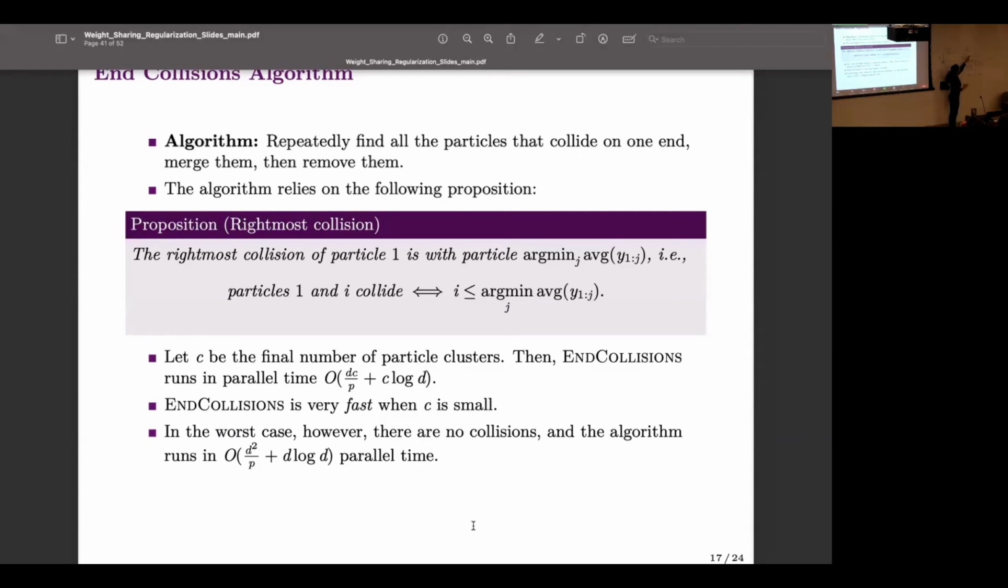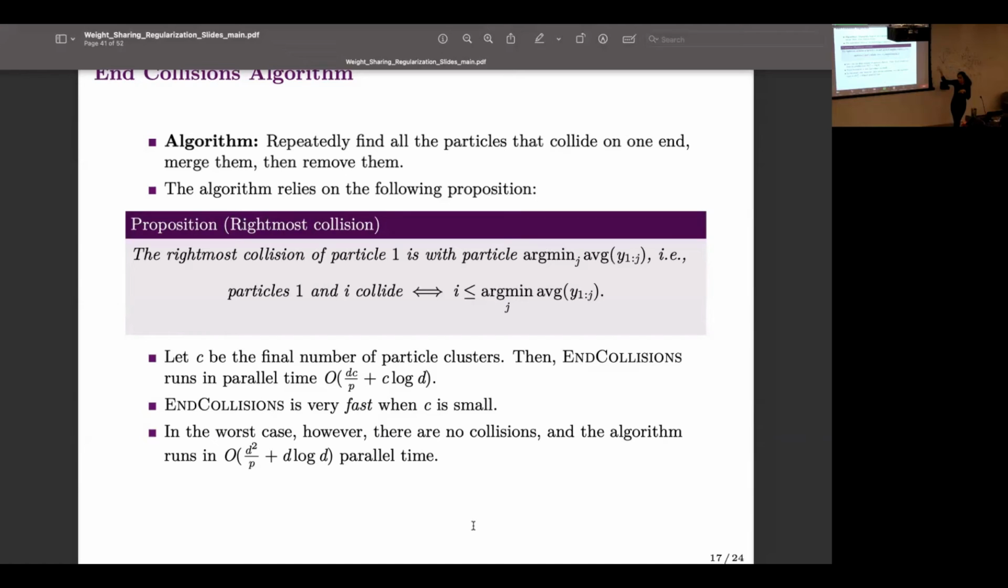And then the minimum of them is going to tell me where the cluster is ending. Okay, so then you merge all of these. Yeah, we merge all of them in one cluster. So all of them are equal weights. We're going to merge them.